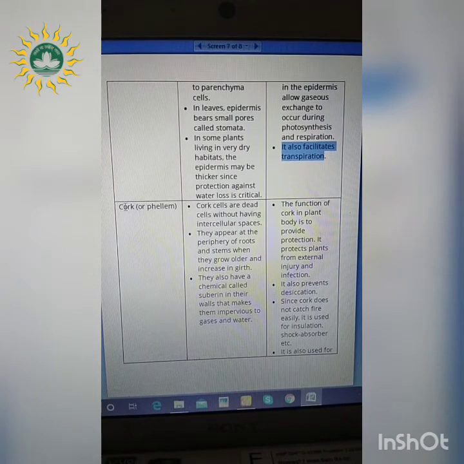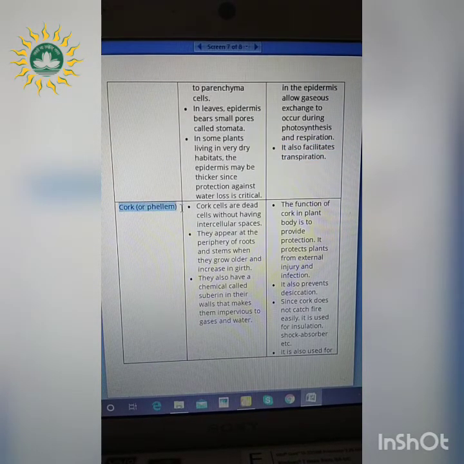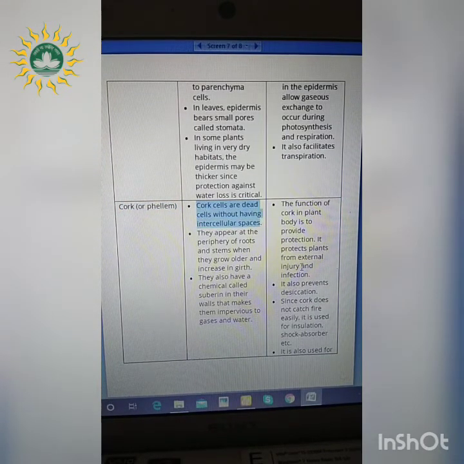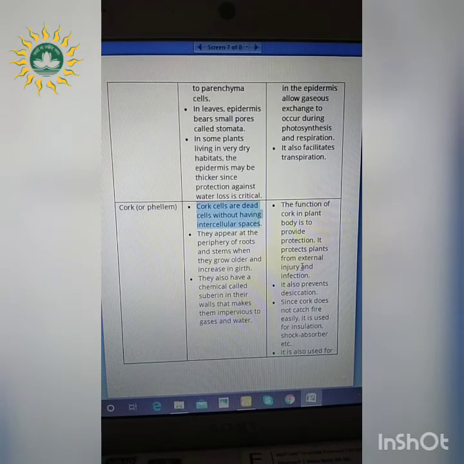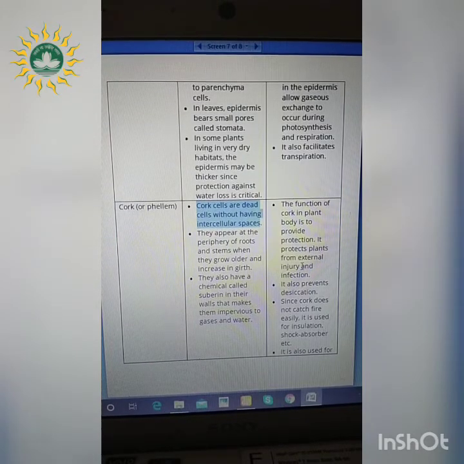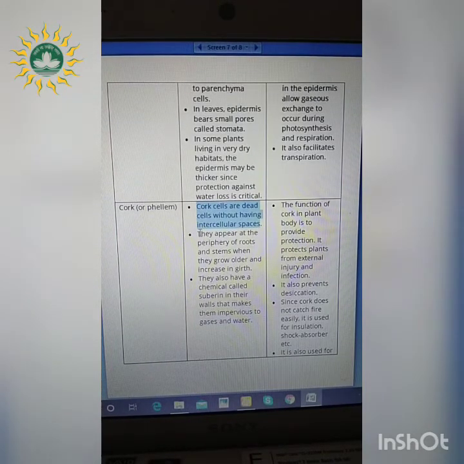The second type of protective permanent tissue is cork or phellem. Now what is that? The cork cells are dead cells without any intercellular spaces. Previously in the epidermis we have read that these are living cells without intercellular spaces, whereas the cork cells are dead but again without intercellular spaces. They appear at the periphery of the roots and stems when they grow older and increase in girth. Girth means the width of the plant.